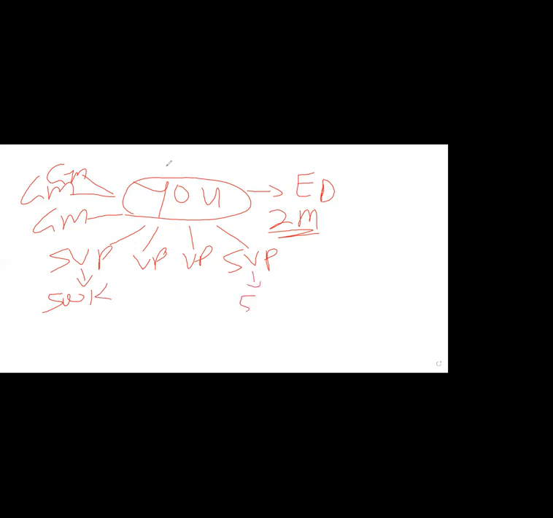SVP 500K. That's 1 million, 1.3. That's 300,000 here. That's 1.6 already, right? 1.6. So that's 150. And that's 150K.